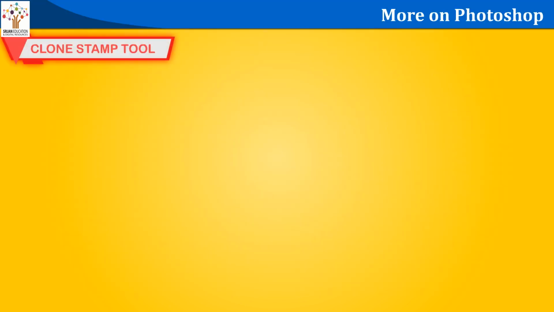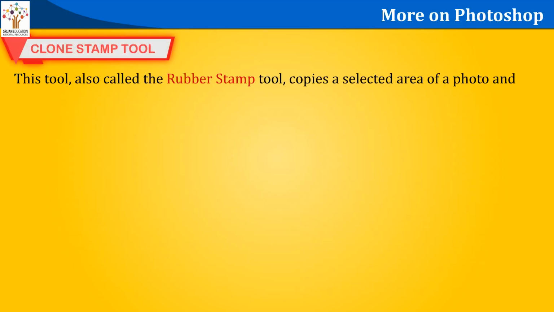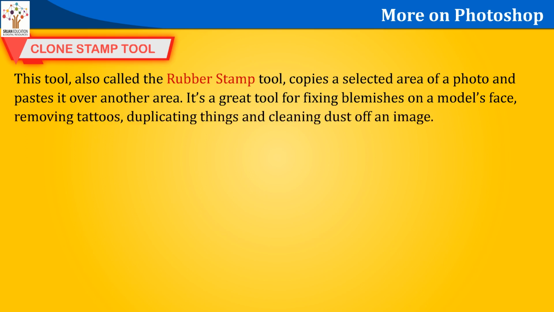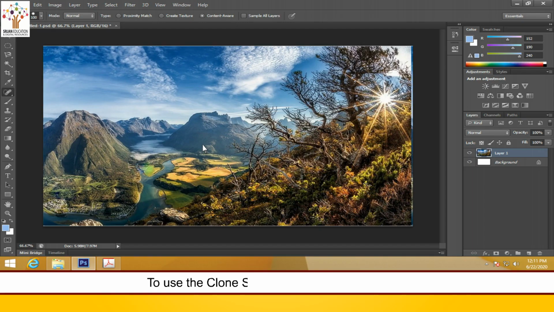Clone Stamp Tool. This tool, also called the rubber stamp tool, copies a selected area of a photo and pastes it over another area. It's a great tool for fixing blemishes on a model's face, removing tattoos, duplicating things, and cleaning dust off an image. To use the Clone Stamp tool, follow these steps.